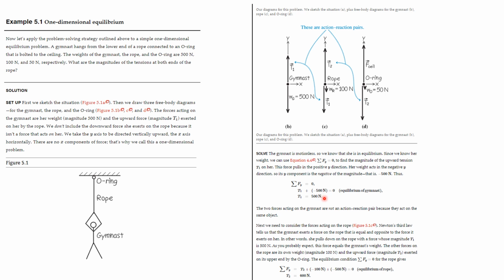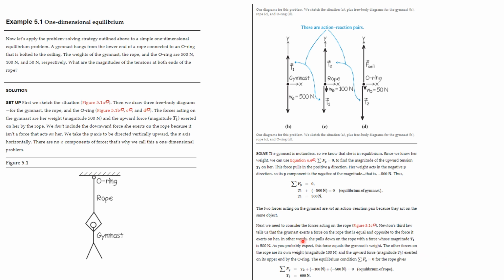And since we're in equilibrium, this sum of the forces has to equal 0. So T1 is equal to, we solve that, that is 500 newtons. So the two forces acting on the gymnast are not an action-reaction pair because they're not acting on the same object. Next, we need to consider the forces acting on the rope.